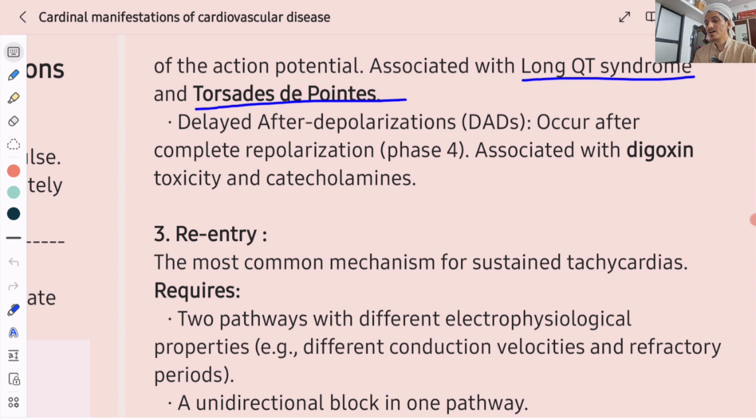Then comes the delayed afterdepolarization. They occur after complete repolarization, that is in phase 4. Examples for this are digoxin toxicity and catecholamines.